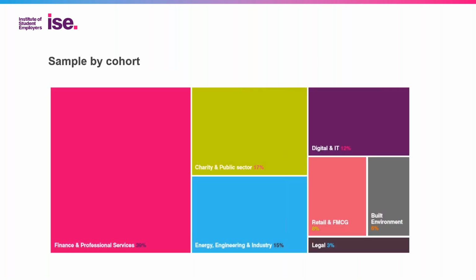But when we look at the actual numbers of early career hires that this relates to, we can see that it differs a little bit. So retail and fast-moving consumer goods and built environment are overemphasized in terms of the number of firms, because they're tending to hire smaller numbers. The built environment and energy, engineering and industry are tending to hire smaller numbers than the number of firms who are responding.